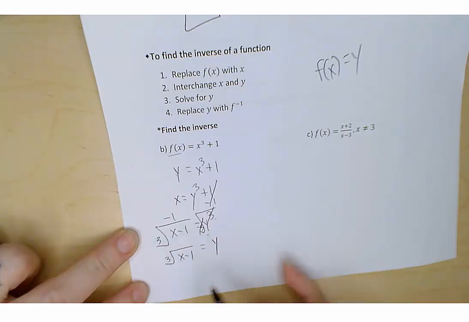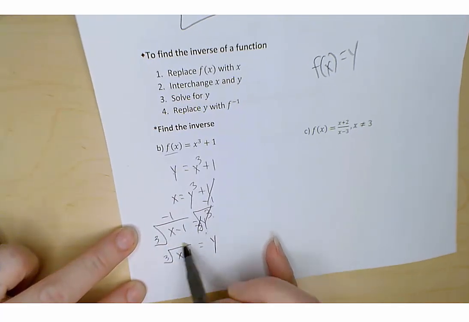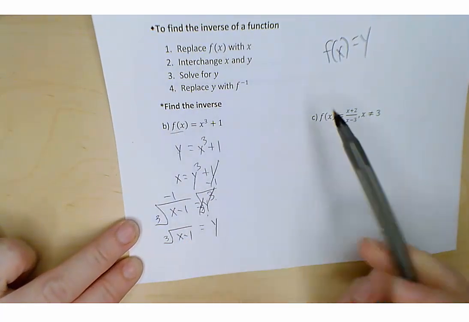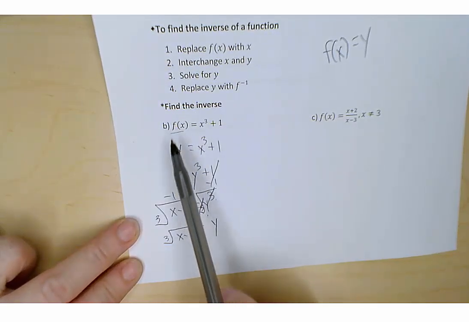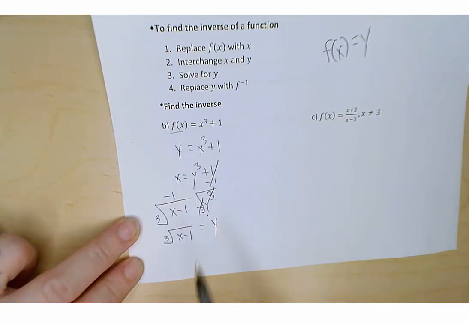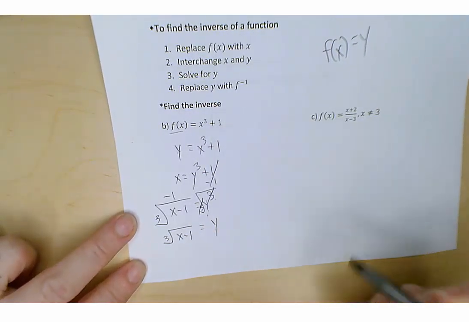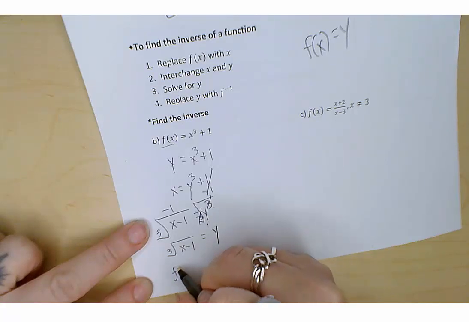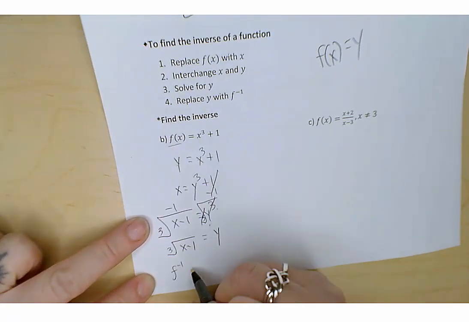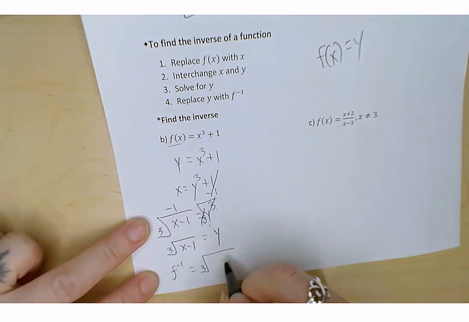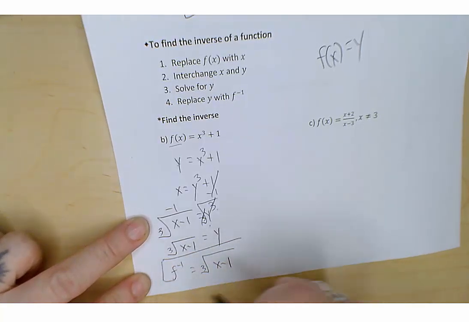Last step, we're pretty much done. This is your inverse function here. But last step, we remove that function notation here in the beginning. Let's go ahead and replace that. Since this is now our inverse function, we are going to replace y with f inverse. So this will be f inverse is equal to the cube root of x minus 1.